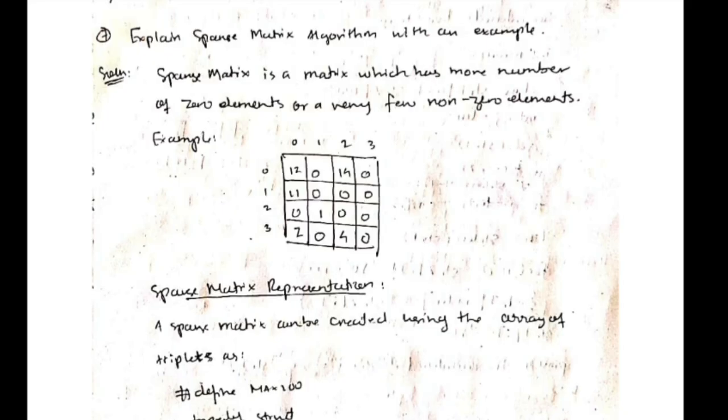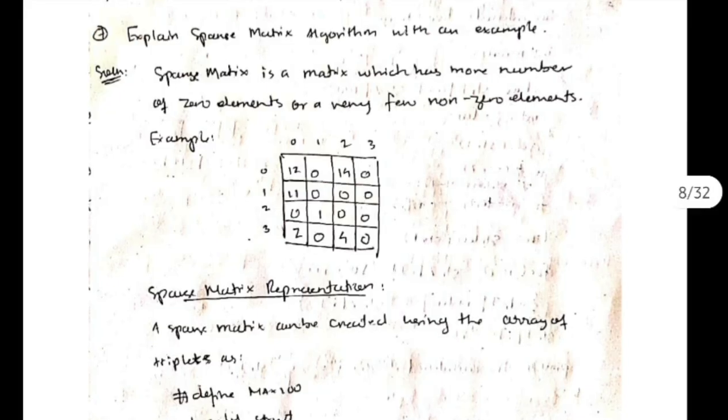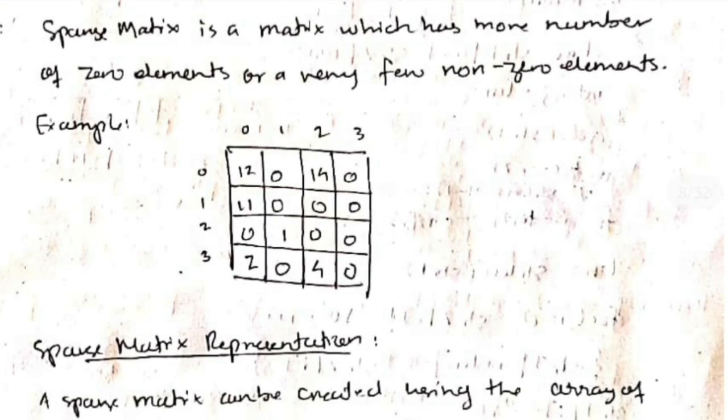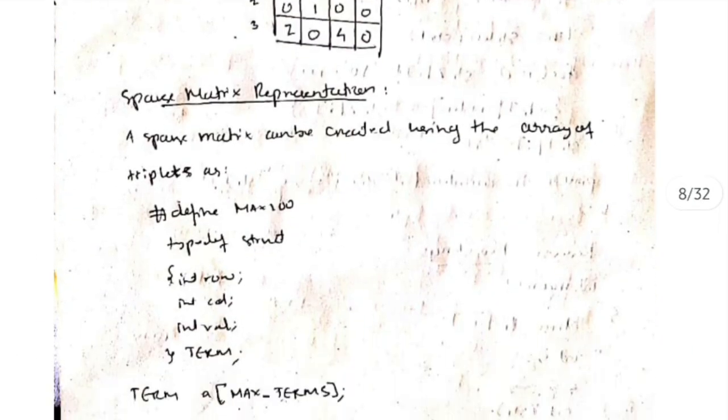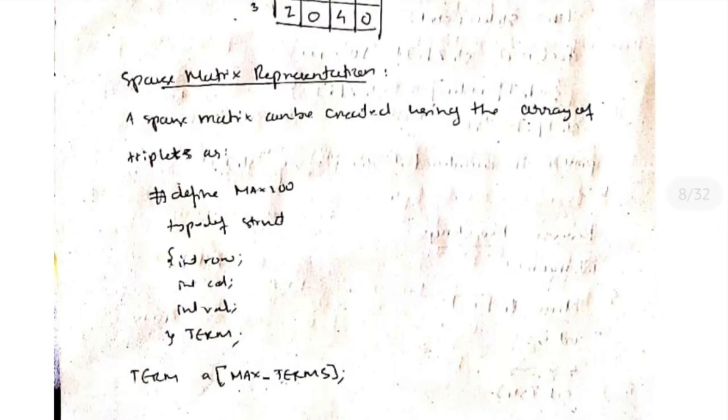Okay, sparse matrix means a matrix in which the zero elements will be more, more than 50%. So that's known as a sparse matrix. And in a sparse matrix, how can we represent it? We can represent it by using an array. Okay, in the array we will have the rows, columns, and the value.